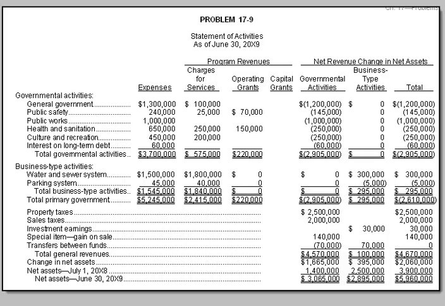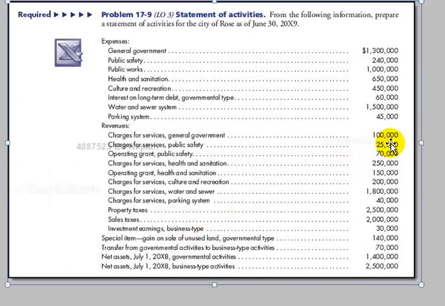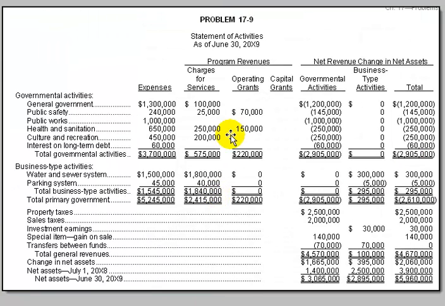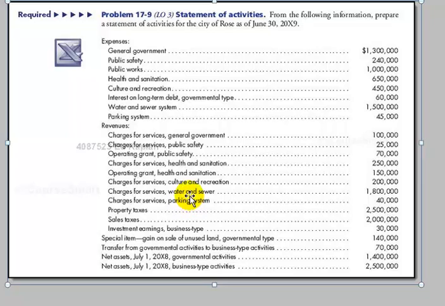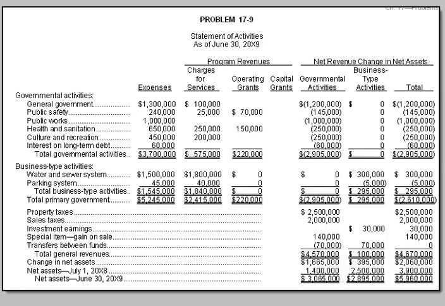So let's just go back and narrate it a little bit and make sure we understand it. There was a $100,000 charge for service, a $25,000 charge for service, and then there was another $250 charge for service and $200,000. Those are all the charges for services. So we need to list those here under government activities. There was also a $70,000 grant and $150,000 grant. Now, those are operating grants because they told us operating grants. So we're going to show those as a separate column. Now, we didn't have any capital grants, so nothing appears there.